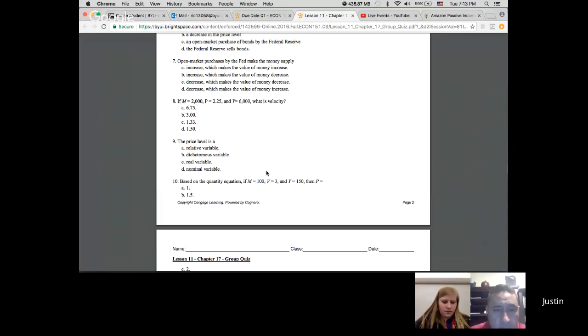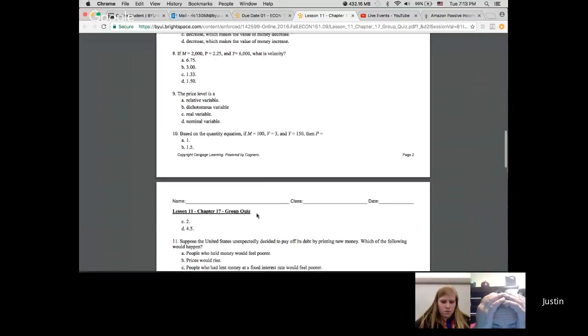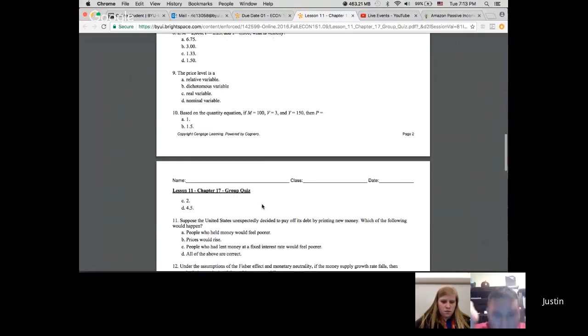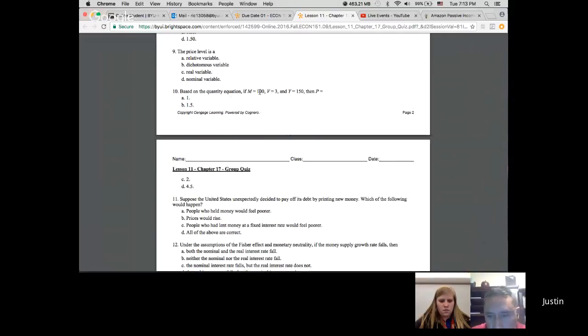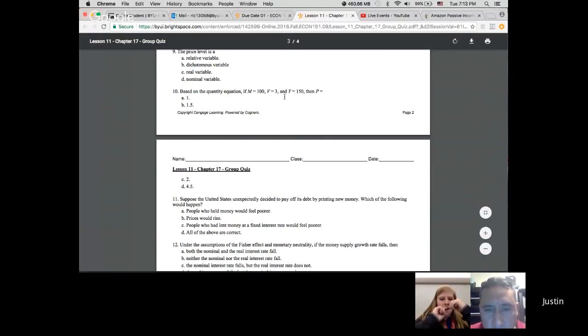D. Okay. Number 10. Based on the quantity equation, M equals 100, V equals 3, and Y equals 150, and P equals...? C, 2. Yep. You just plug it into that same equation: 3 equals 150 times P over 100. And some simple algebra gives you 2 equals P. Right.